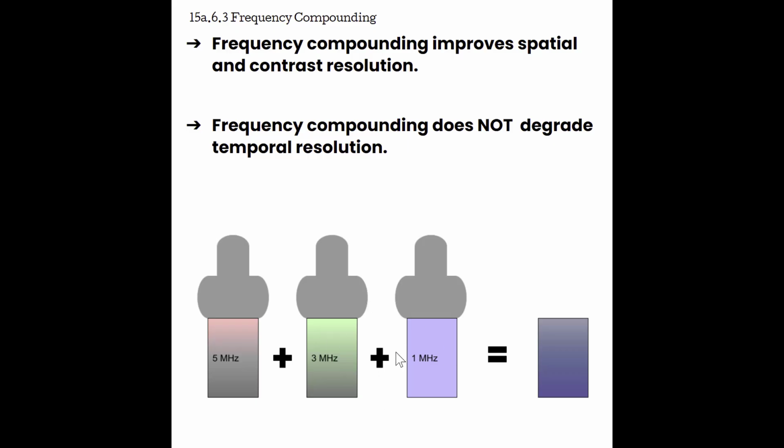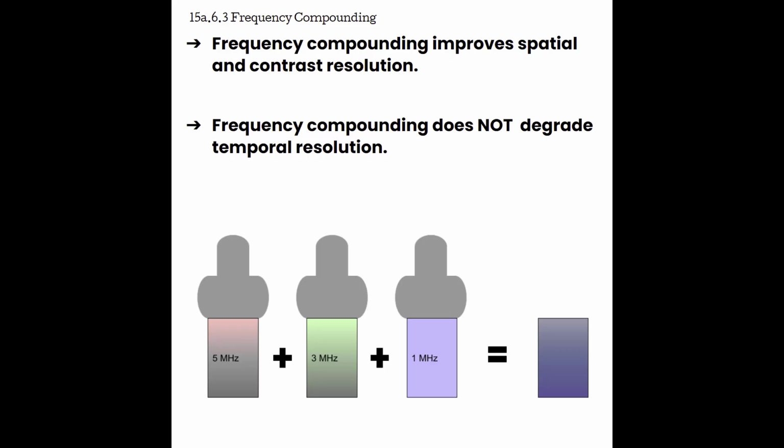So if we look at our picture down here, remember with spatial and temporal, the machine would create a frame, create a frame, create a frame, average them all together, and then finally make that final frame. With frequency compounding, a 5 megahertz, 3 megahertz, and 1 megahertz wave are all emitted from the transducer, and then the machine processes a 5 megahertz echo, a 3 megahertz echo, and a 1 megahertz echo all at the same time, and then it can average them together.